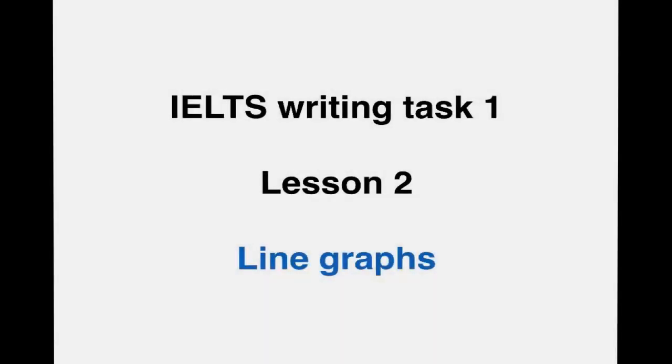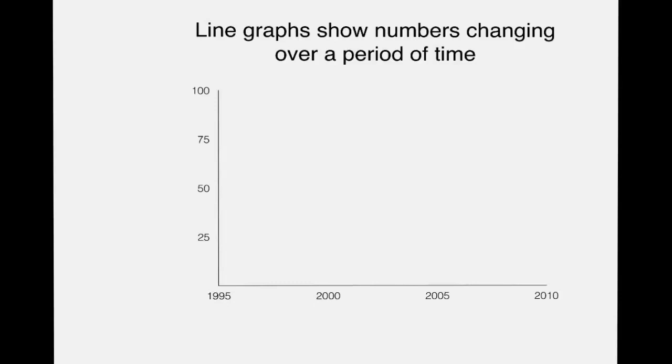IELTS Writing Task 1, Lesson 2, Line Graphs. Line graphs show numbers changing over a period of time. So you will always see numbers on the left on the y-axis and time on the bottom on the x-axis. And the lines on the graph show the numbers changing, going up and down as the time goes on.